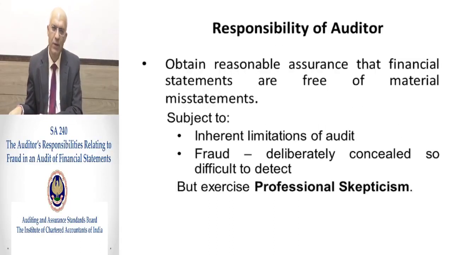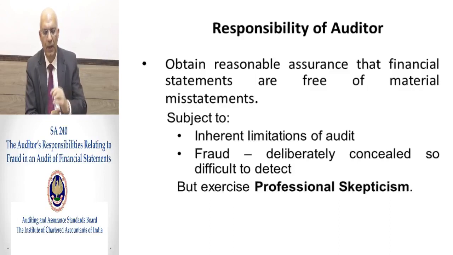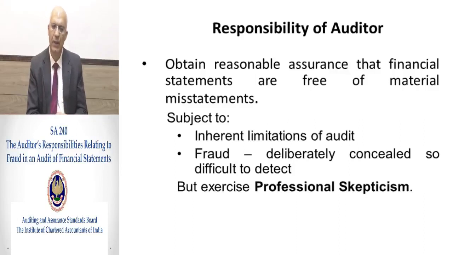Now let's see what the responsibility of the auditor is. In line with SA 200, the responsibility of the auditor is to obtain reasonable assurance that financial statements are free of material misstatements. Specifically with regard to fraud, there are inherent limitations on audit, and fraud is designed in a way in which it can be deliberately concealed, so it's difficult to detect. That's the difference between fraud and unintentional error: fraud is designed to escape attention.